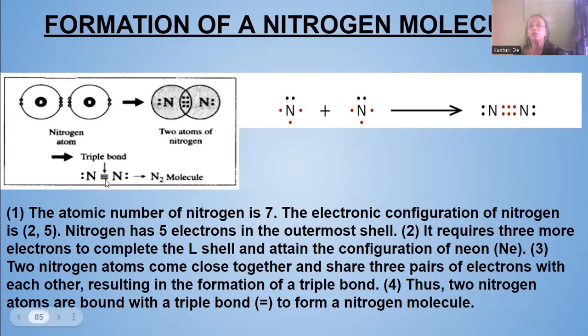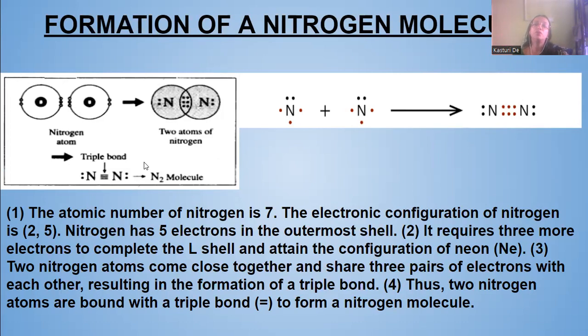Clear? So it has 5 electrons in the outermost shell, so there is a 3 electron deficiency in each atom. Each atom of nitrogen is deficient by 3 electrons to form an octet, giving a stable electronic configuration. To form that, it requires 3 electrons. When 2 nitrogen atoms combine, each of them will share 3 electrons, forming a triple bond. That's why there are 3 dashes, indicating that 3 electrons have been shared.